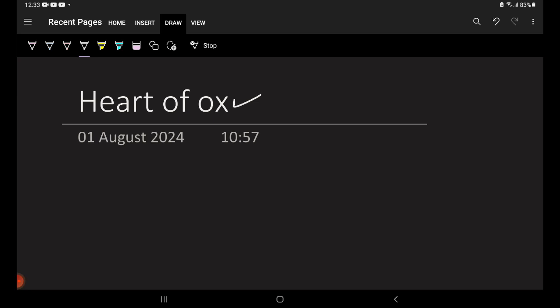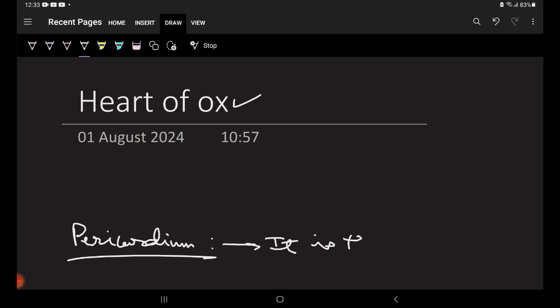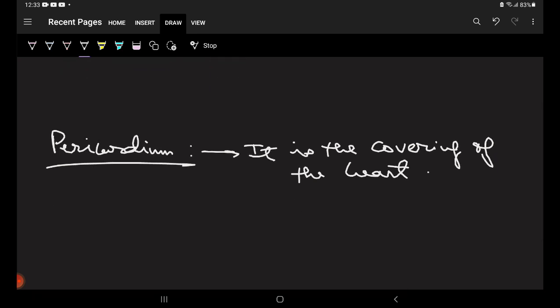Pericardium. It is the covering of the heart, or the sac in which the heart lies. Now the pericardium is made up of two layers. It is a double layer.